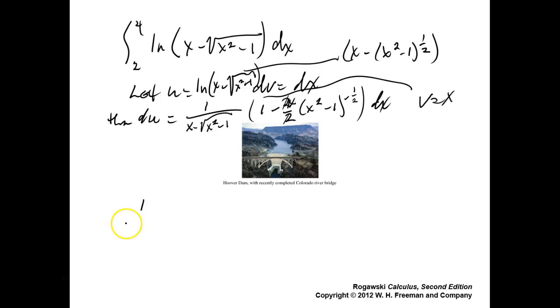1 over x minus the square root of x squared minus 1, times, now, let me take this for a moment and do this. This is 1 minus x over the square root of x squared minus 1, right? That thing in parentheses there is that.